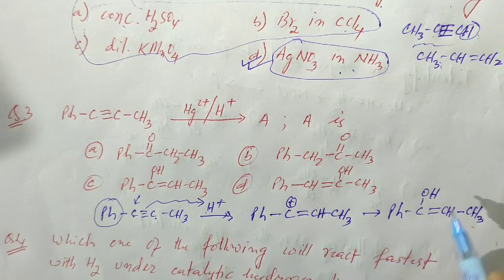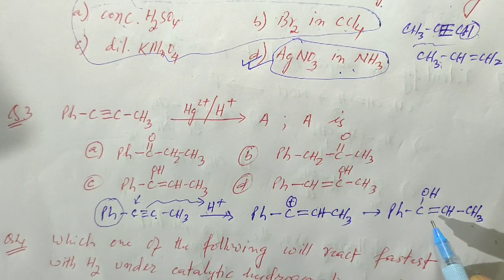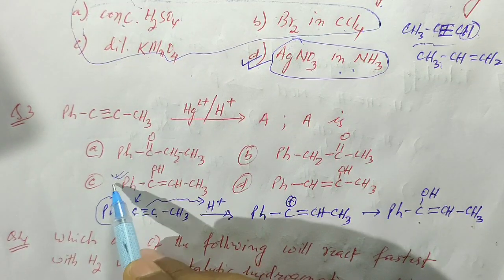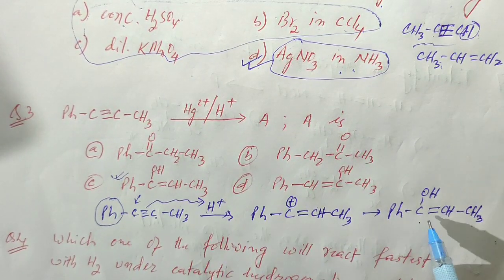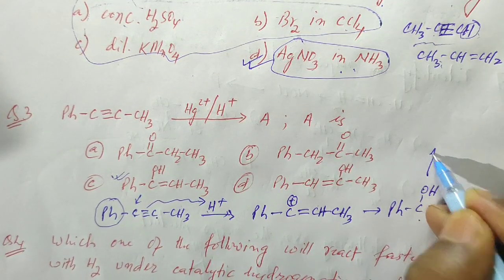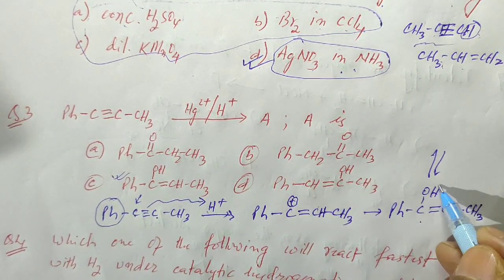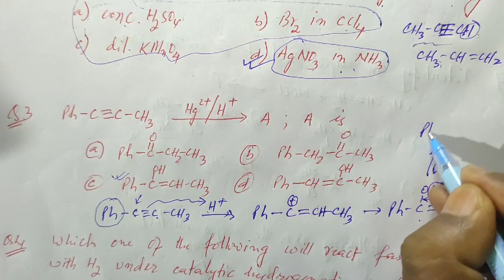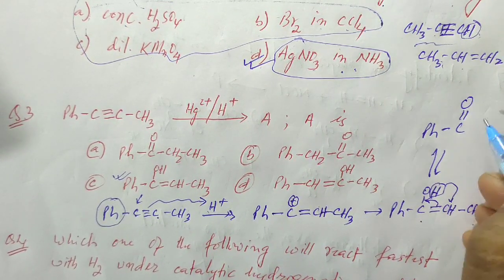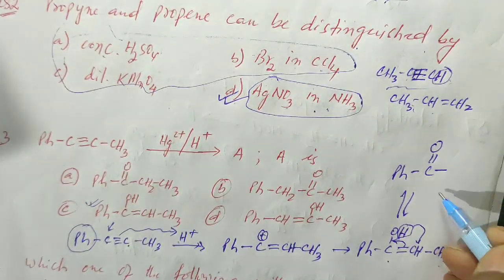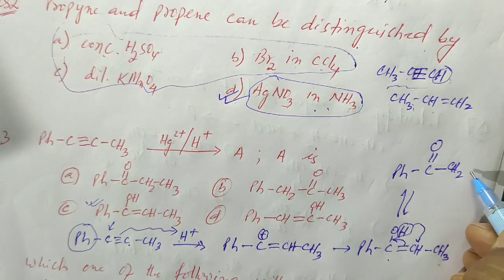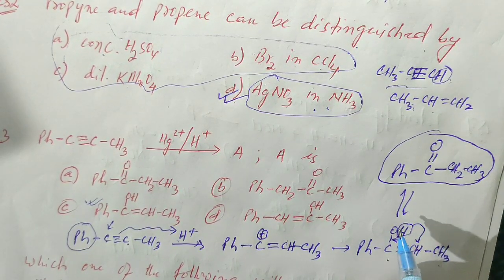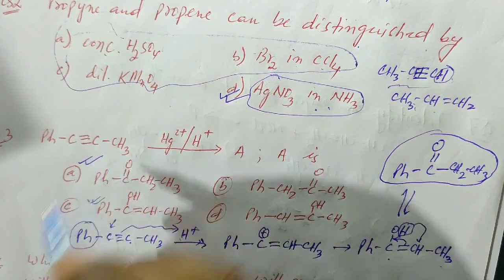Water will attack as nucleophile, okay. Now in this case we will get an enol. So this is not the final product actually, this is the product given in C, but this is not the final product. Since this is enol, tautomerism will take place. Tautomerism will take place and hydrogen will be shifted from here to here and double bond will be shifted like this. So we will get PhC=O, and this will be a single bond CH2, and this is our CH3. So this will be our final product after tautomerism. Therefore our answer will be A. A will be the answer.